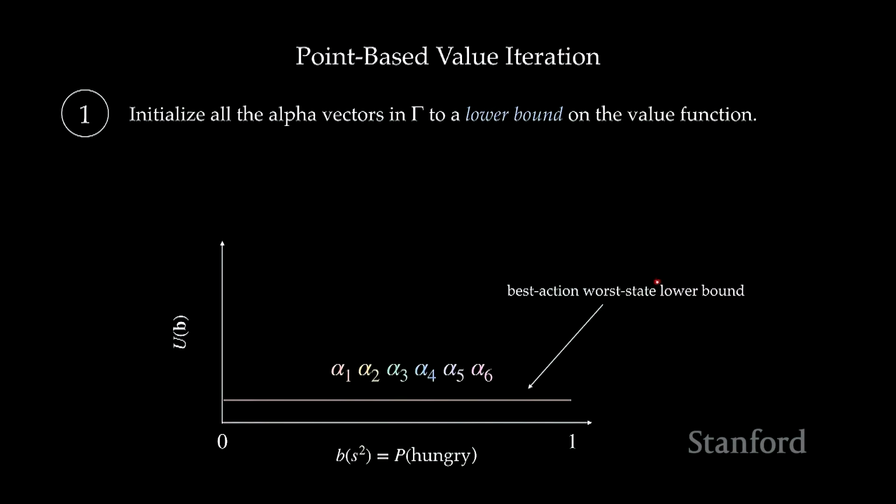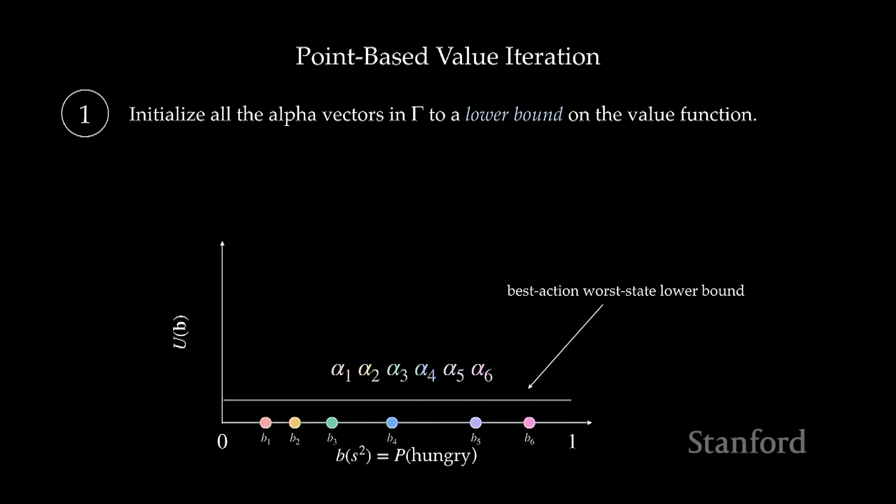Okay. All right, so like I said, for the purposes of this lecture anyway, we're just going to assume we use that best action worst state lower bound, and we'll initialize all of our alpha vectors to that lower bound. Then we also have these corresponding belief points. I haven't told you yet how you get the belief points. All I've told you is that you have one belief point per alpha vector in that bag of alpha vectors that we're keeping track of. We'll talk towards the end of the lecture about how you could actually go about picking them.